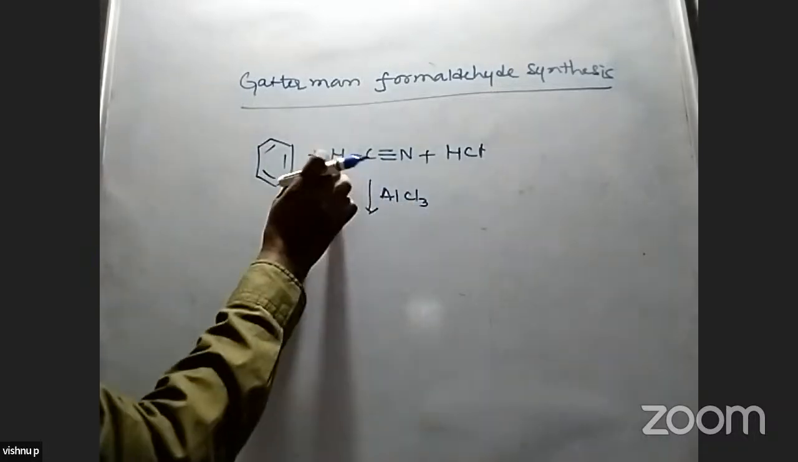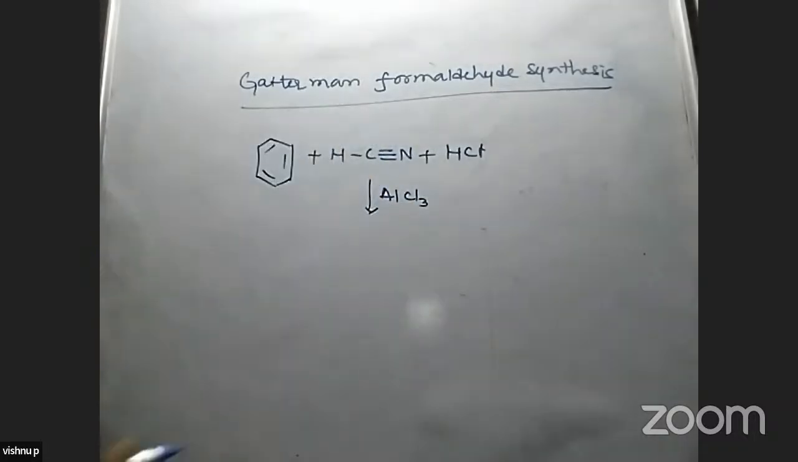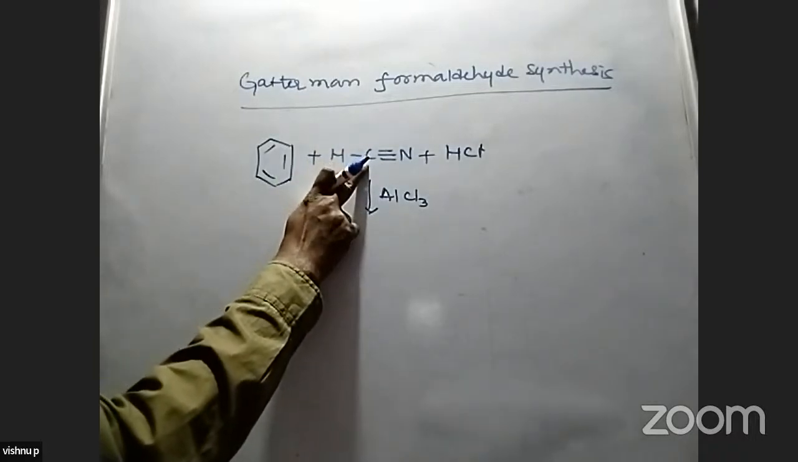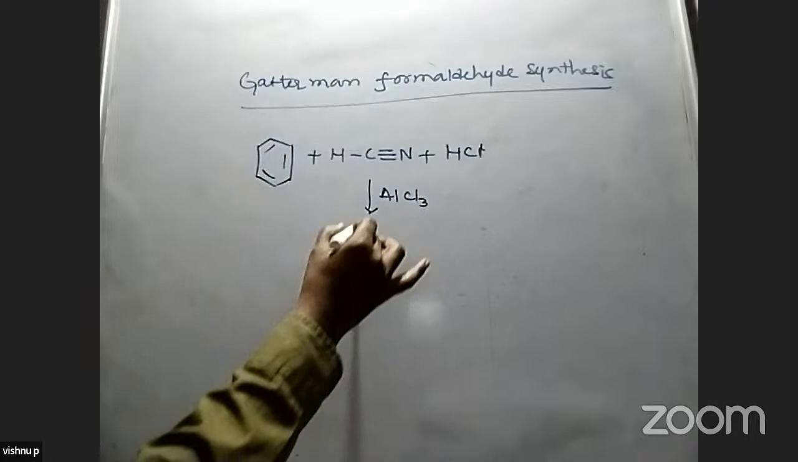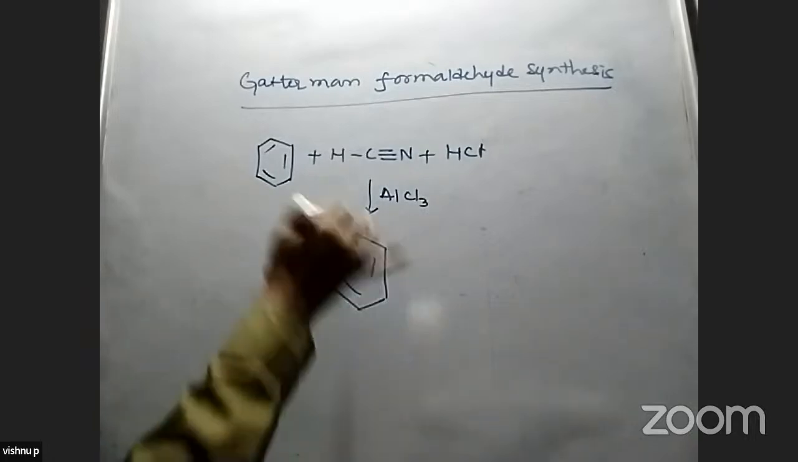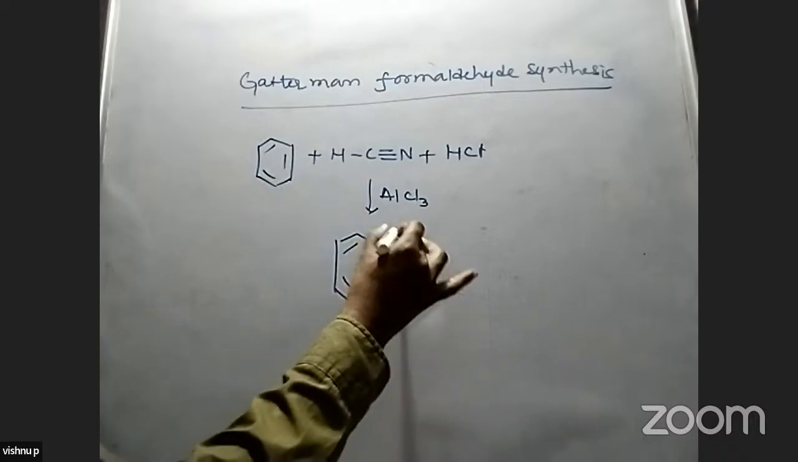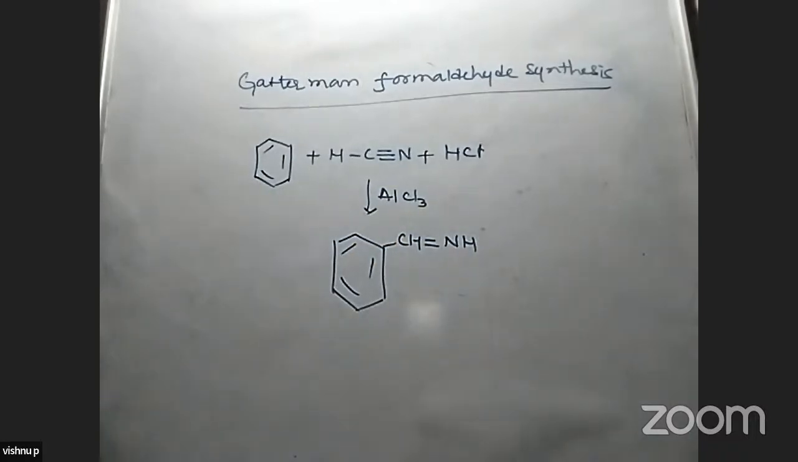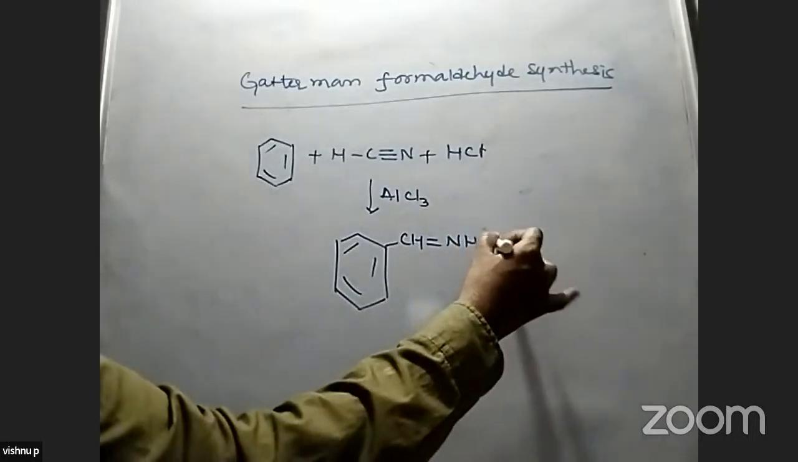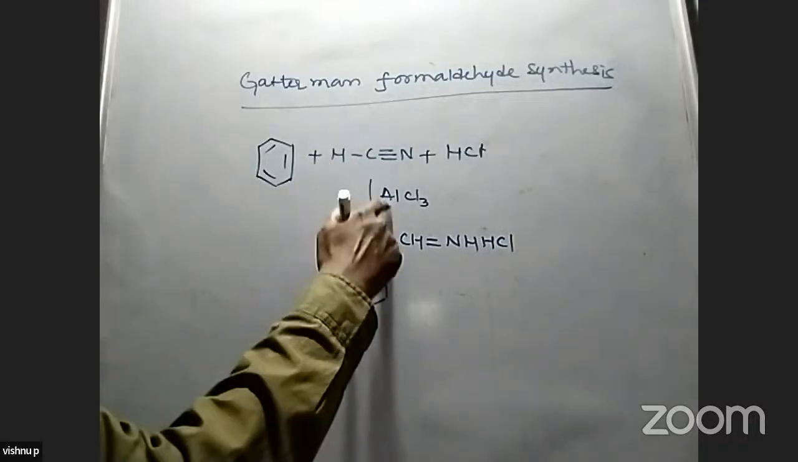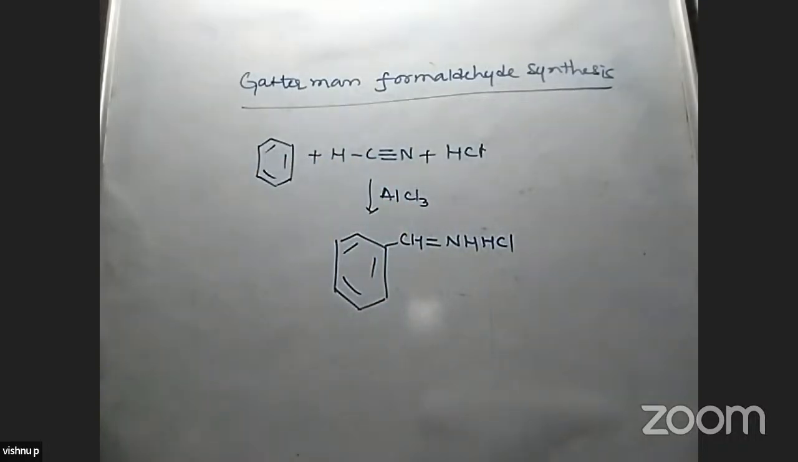So this AlCl3 removes this hydrogen along with electrons. What type of electrophile is formed? This carbon shows an electrophile nature. So in this reaction, what type of compound is formed? This hydrogen is separated by AlCl3. We get a CH double bond NH. This type of compound is formed with HCl, because this carbon in presence of AlCl3 becomes the positive group.